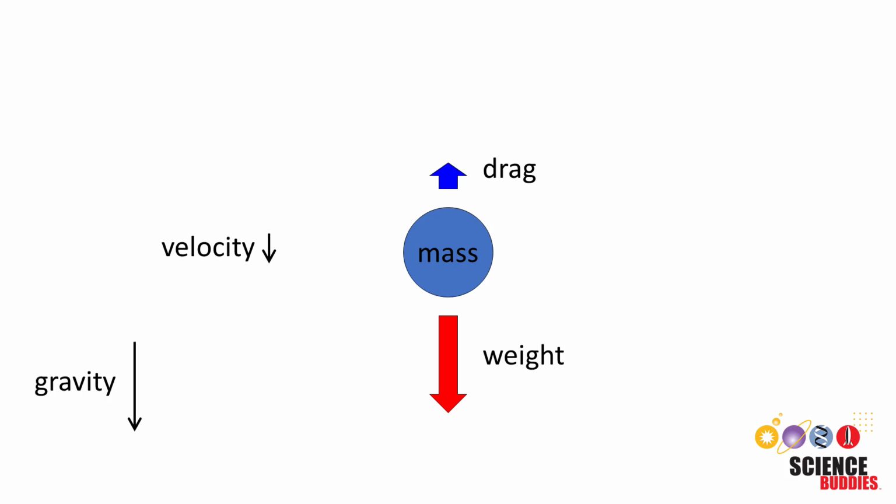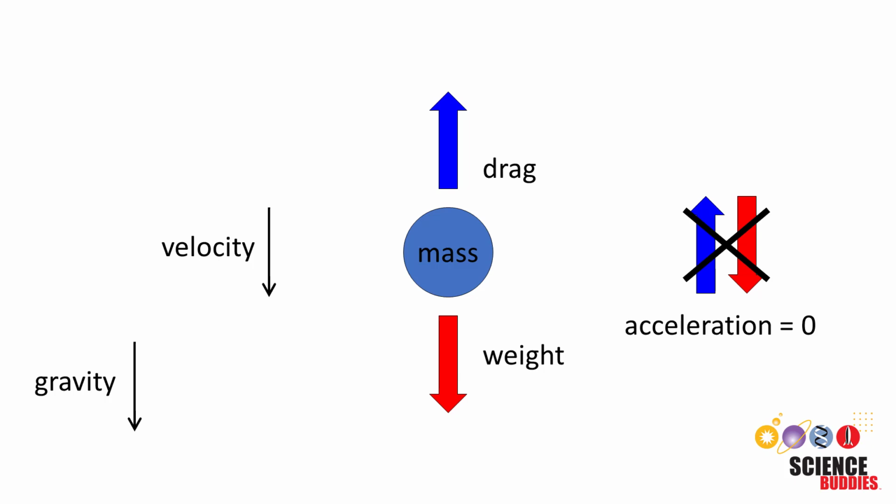In general, when an object first starts falling with very low velocity, the drag force is very small, so the object accelerates downward. However, as it falls faster and faster, the drag force keeps getting bigger until eventually it is exactly equal and opposite to the weight. Since these two forces cancel out, there is no net force on the object and it stops accelerating. This is when we say it has reached its terminal velocity. It will never fall any faster.